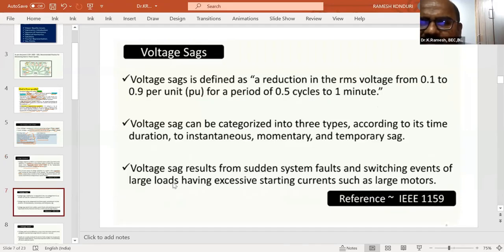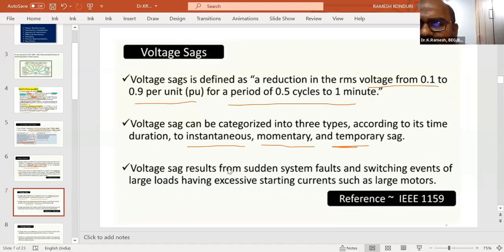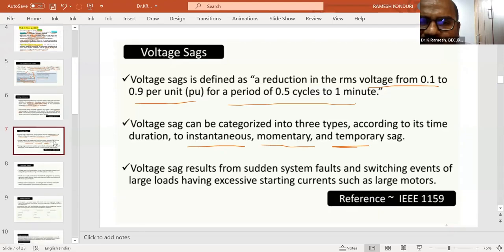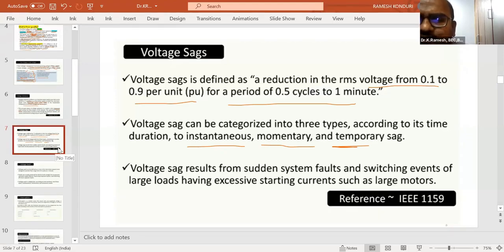And voltage sag is a reduction in the RMS voltage from 0.1 to 0.9 per unit for a period of 0.5 cycles to 1 minute. It is categorized into three types according to its time duration: instantaneous sag, momentary sag, and temporary sag.